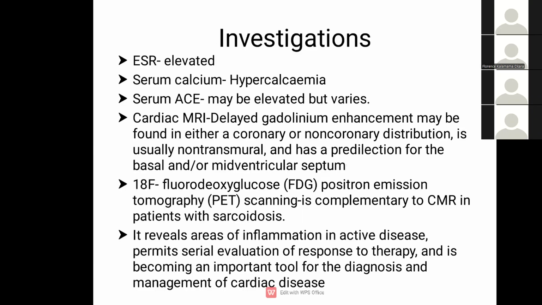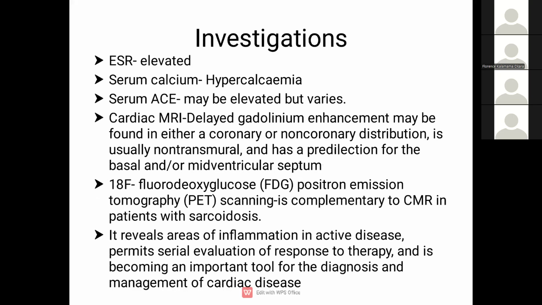Some of the investigations that could also be done: ESR may be elevated but non-specific. Then we'll check for calcium, could have hypercalcemia. Then the serum angiotensin converting enzyme may actually be elevated, but it's said to be seen in some normal population, so there could be variation. So when we do cardiac MRI, that's delayed gadolinium enhancement, may actually show a non-transmural enhancement with affectation of the basal or the mid-ventricular septum.